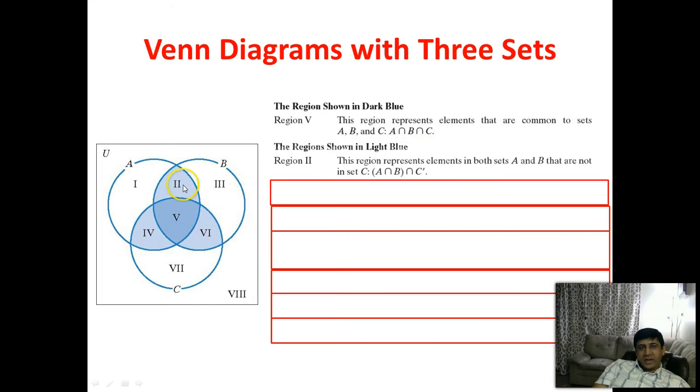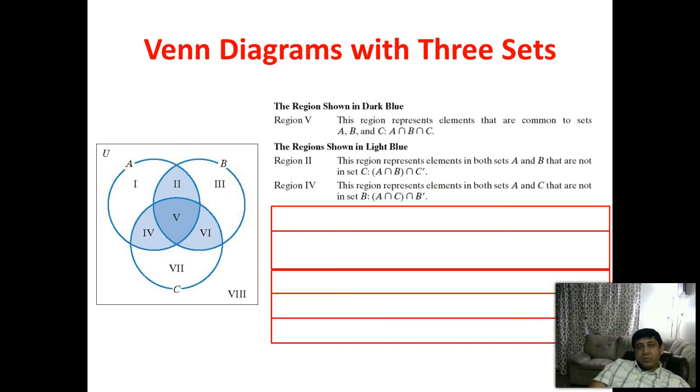Moving on to the next region, which is this 2 here. This region represents elements in both sets A and B, but not in C. Remember that we are only talking about this region 2 here, not 5, so we have to exclude this. That means we have to take the complement of C. Mathematically, this region means A intersection B intersection C complement: everything which is in U but not in C.